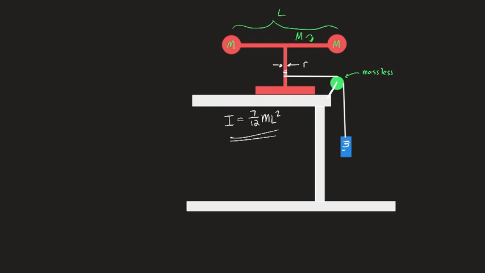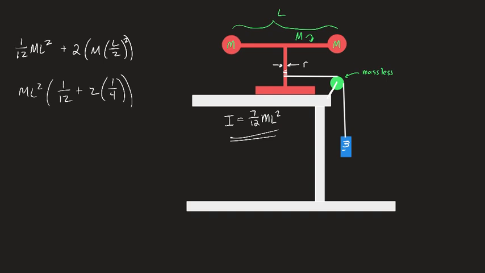Object number three is a bar spun about its center. Object number one and two are point masses spun about a distance L/2 from their center. That's squared, by the way. Factoring out the ml squared, I get 1/12 plus 2 times 1/4. That's a 12th plus a half. And a half is 6/12, so that would make that 7/12 ml squared.